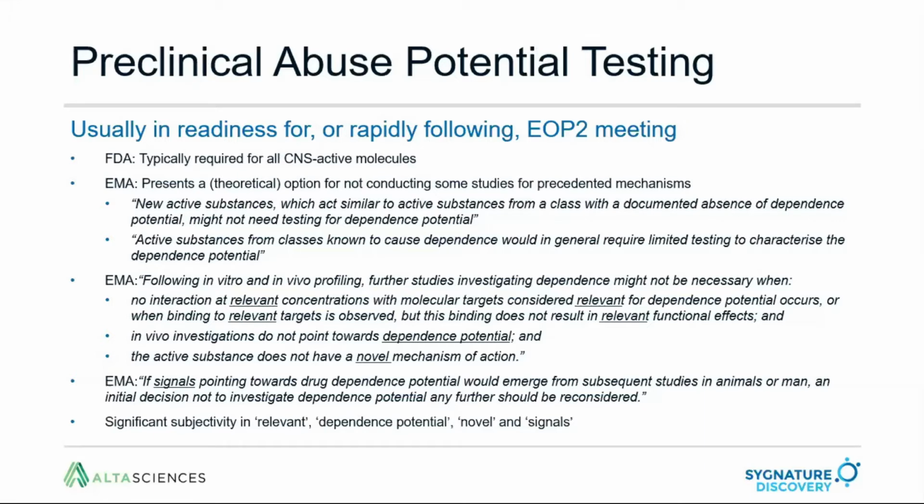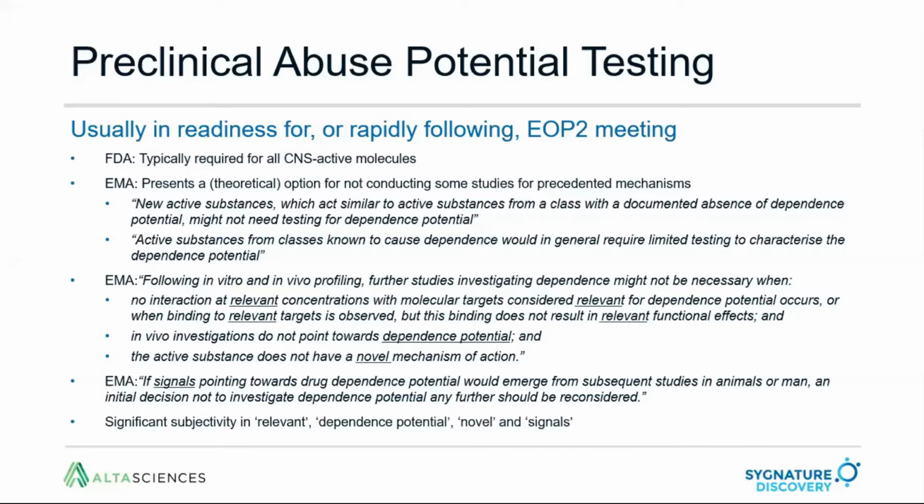Further studies investigating dependence might not be necessary when three conditions are met. The first of those is that there's no interaction of relevant concentrations with molecular targets considered relevant for dependence potential, or when the binding to those targets is observed, but you don't see a functional effect associated with it. So these are the targets that Beatrice just introduced in the previous few slides. Also, the situation would be that in vivo investigations do not point towards dependence potential, and a third condition, that the active substance does not have a novel mechanism of action.